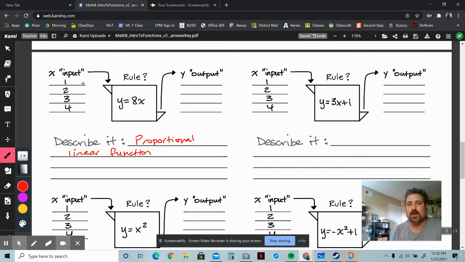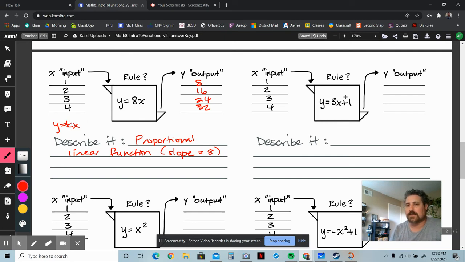This one's really easy. 1 times 8 is 8, 2 times 8 is 16, 3 times 8 is 24, and 4 times 8 is 32. Now, if we described it, we could say that the slope of this particular line is a value of 8, right? As x increases by 1, y always increases by 8. Okay, this is in the form, by the way, just so you can be clear on remembering it, y equals kx, where k is your constant of proportionality or your slope.